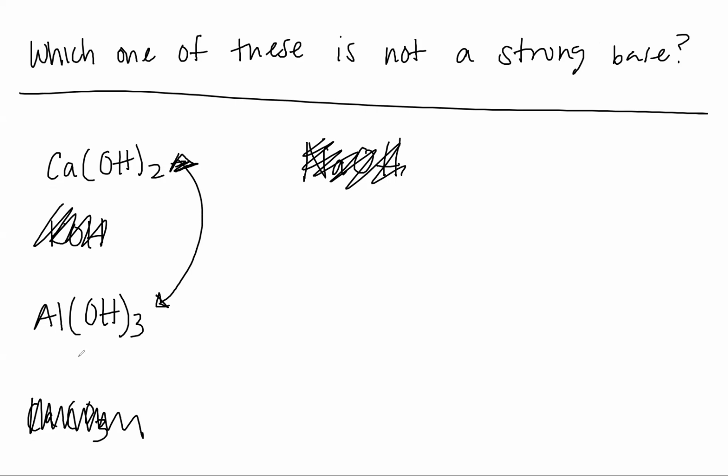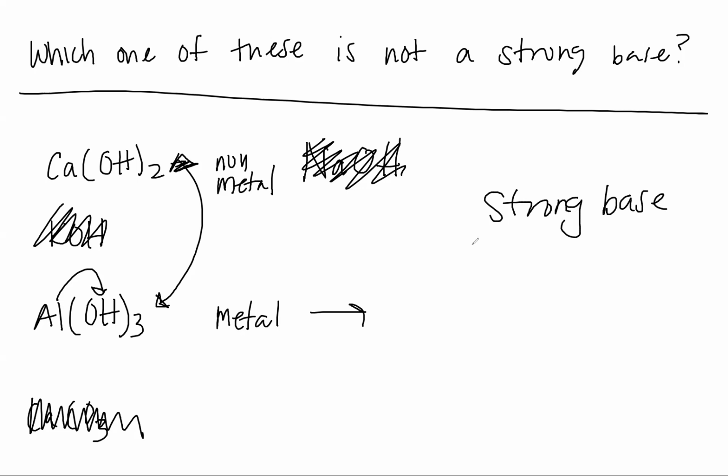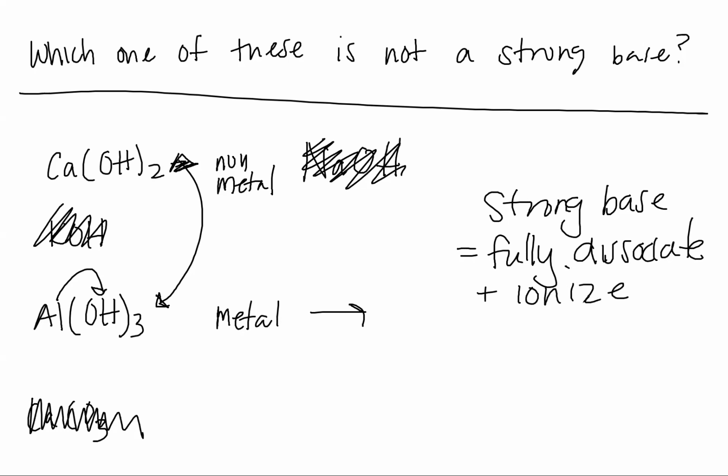Now, what's the difference between here and here? Even though we have 2 OHs and 3 OHs, look at what it's bound to. We have a metal and a non-metal. Anytime you see this metal with OH, please note that in order to be a strong base, you have to fully dissociate, ionize, meaning you have to get an ion, okay?